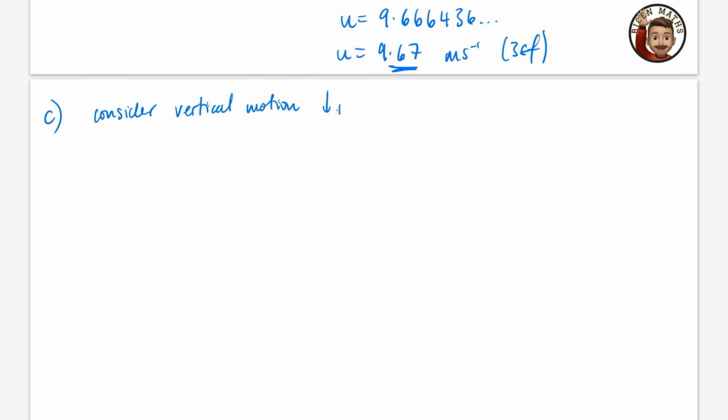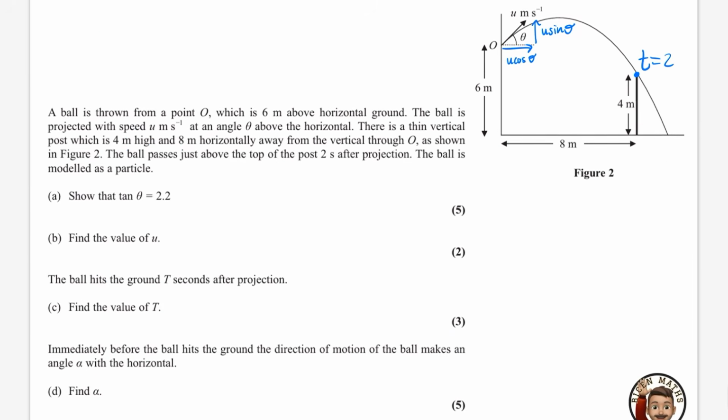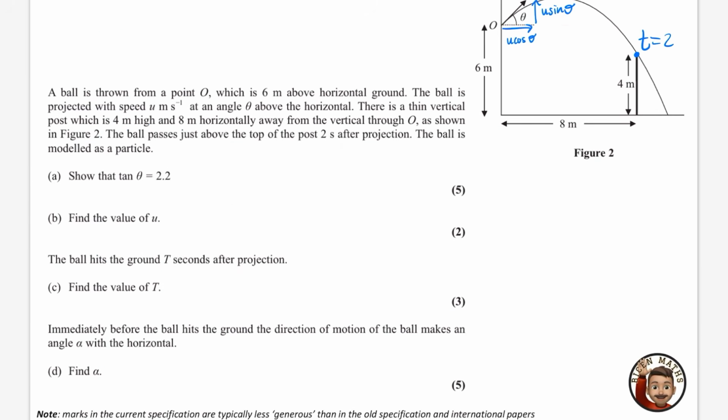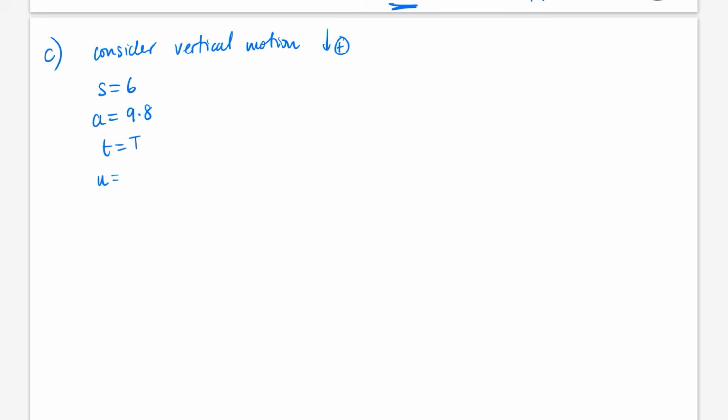I'm going to take downwards as my positive direction so that the displacement is 6 downwards. The acceleration is still 9.8 downwards. The amount of time is t, and the speed u is going upwards to begin with, of u sine theta, so it will be a negative u sine theta.